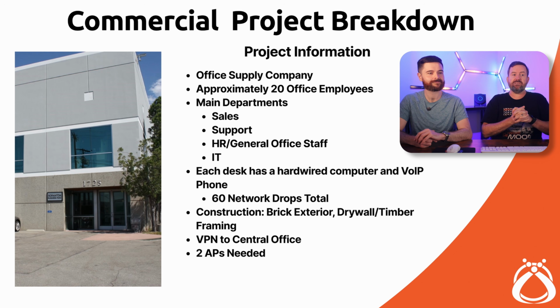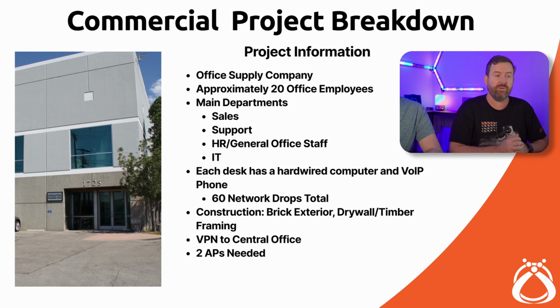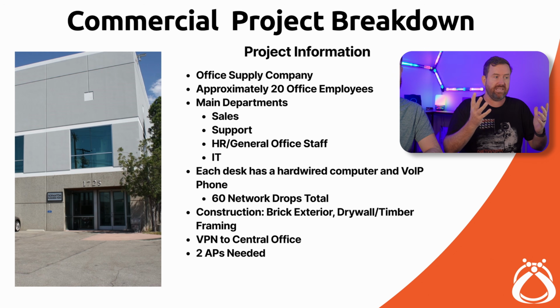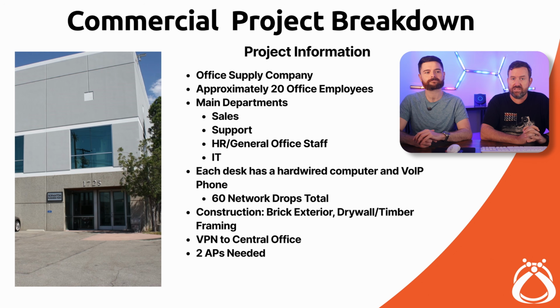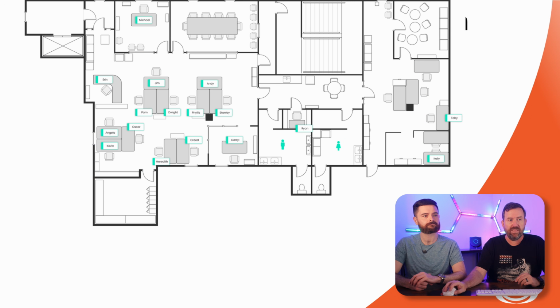So we're looking at about 60 network drops total, assuming that each desk is going to have 2 Ethernet ports plus some miscellaneous. And then the construction of this building, we're looking at a concrete exterior with drywall and timber framing for the interior walls. They are going to want a VPN to a central office. And then if we look at the floor plan here, we can see that they will probably need about 2 access points. This is a pretty standard size office environment with about 20 employees.